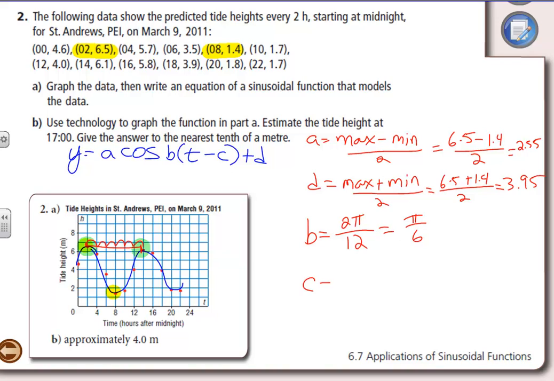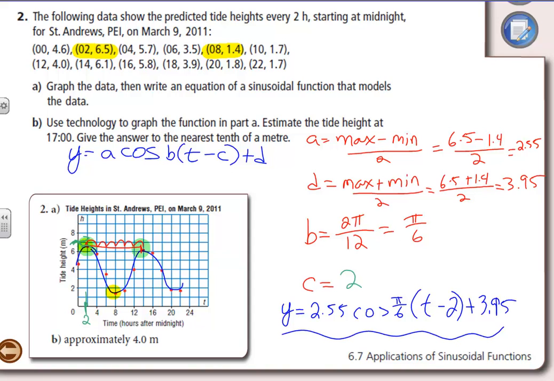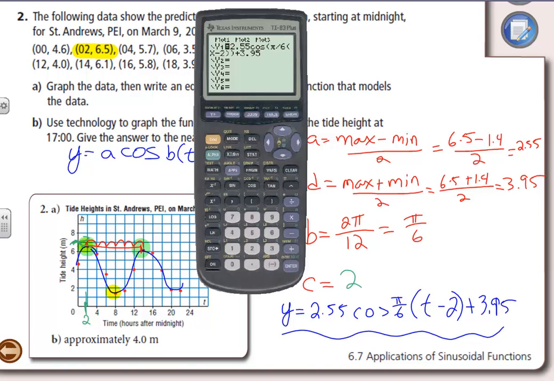The last thing is my c value, which is just how far I moved the max. Because I use cosine, the maximum should have been at the axis, but the maximum is moved over by 2 hours. So the c value is 2. Let's throw it down into the equation. y equals a cos of b, t minus c, plus d. Could have done a sine as well if we really wanted to. Cos would have been easier here because we have the max value.